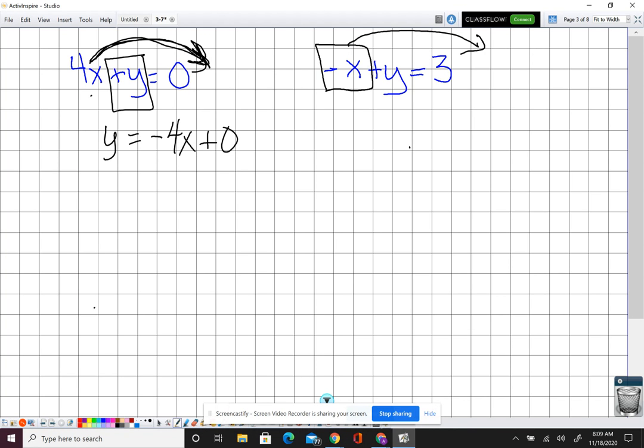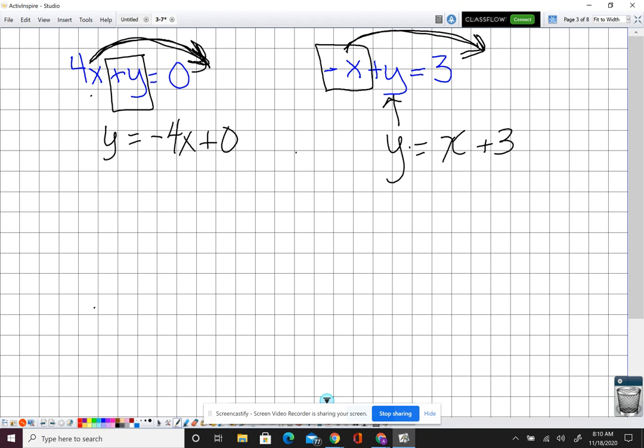Same thing happens over here. We have -x plus y equals 3. I want to solve for y, so I have to take that -x and move it over to this side. When I do that, it becomes a positive x, and I still have that plus 3. That doesn't change sign because it didn't go across the equal sign. The only one that went across was the negative x, and that changed to positive x.